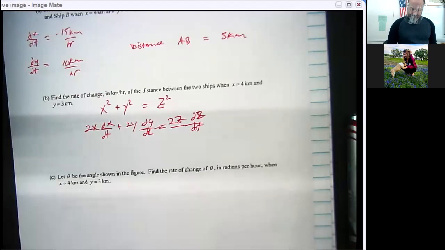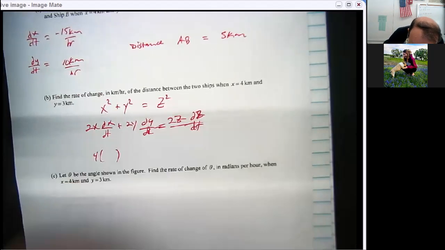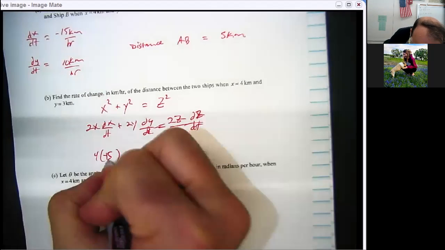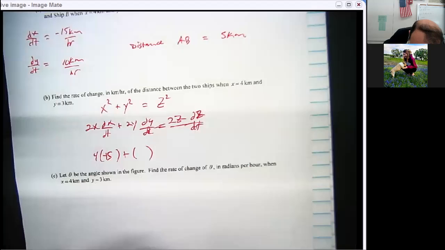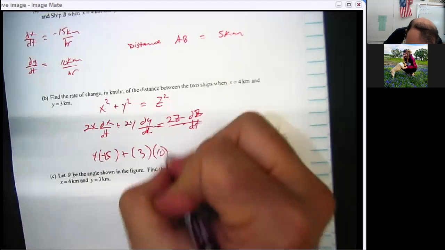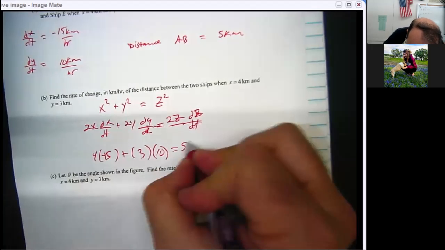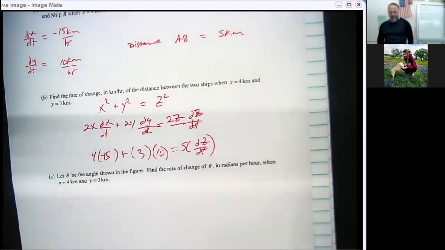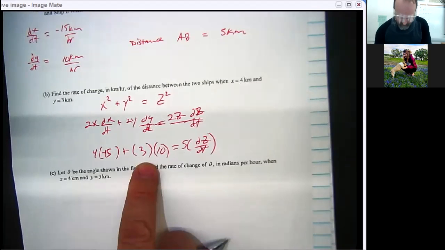So what do you know? Do we know x? Yeah, we know x. x was 4. Do we know dx/dt? It was negative 15. Do we know y? 3. Do we know dy/dt? 10. Do we know z? We don't know dz/dt. Can we figure that out? That was pretty dang easy. Pretty simple stuff. So I got negative 60 plus 30 makes negative 30.